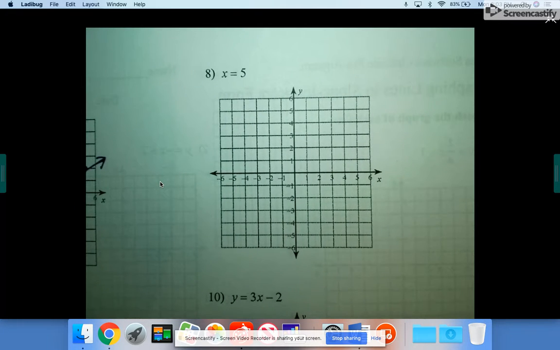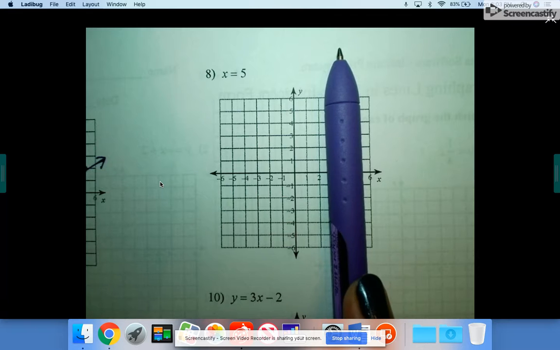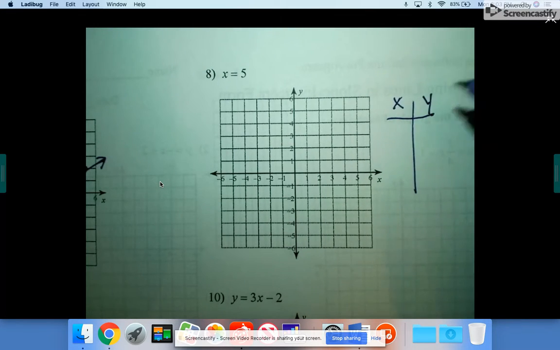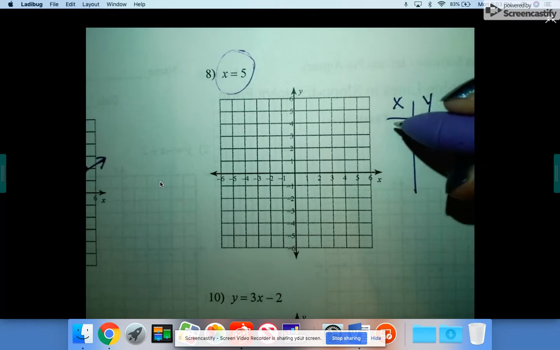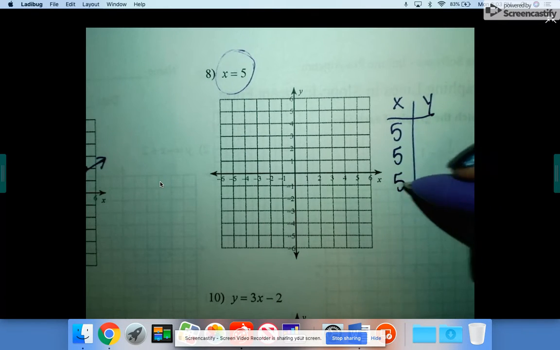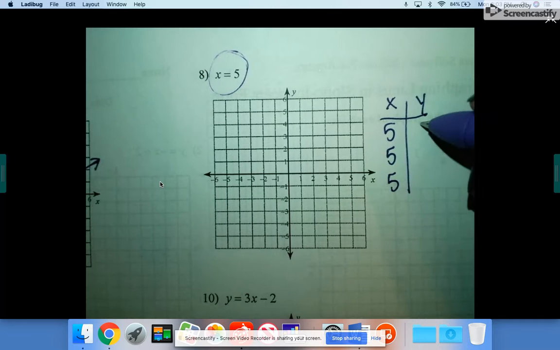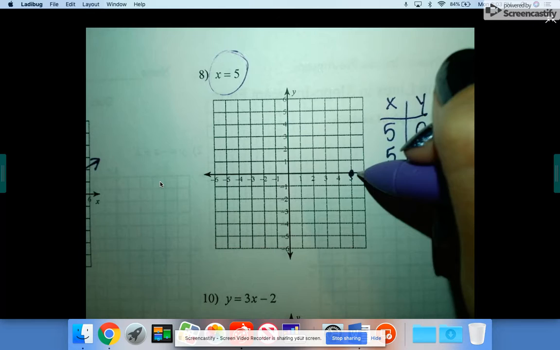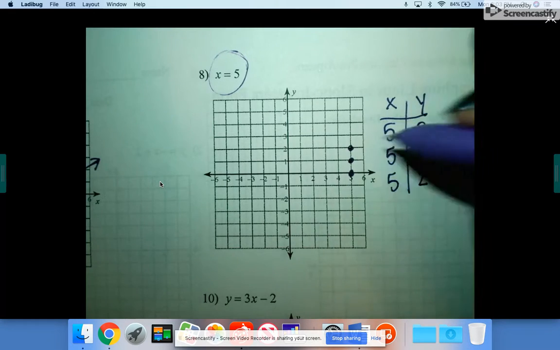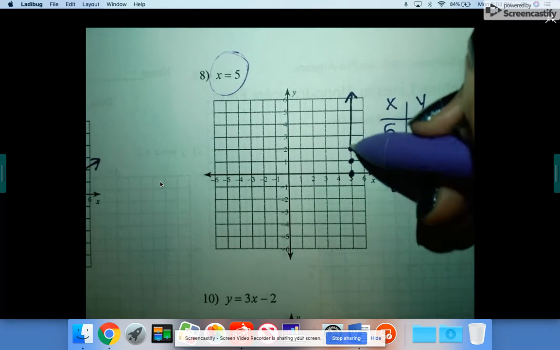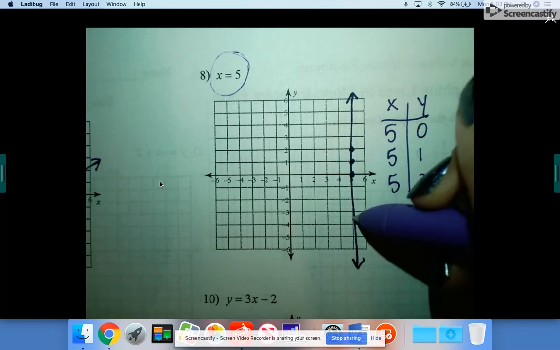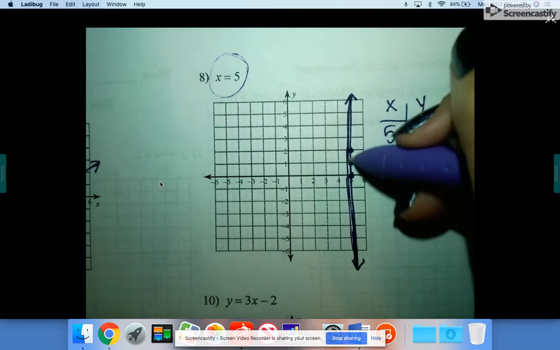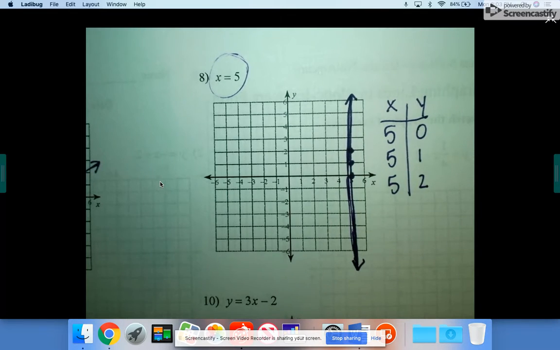It's an x equals. So again, if you forget whether that's this direction or this direction, make a mini table. Put x's as 5 no matter what you have. You have all 5's on the x's, and then pick whatever you want for the y's. So 5, 0 would be right here. 5, 1 would be right here. 5, 2. And so then you'll realize that it is a vertical line. Hopefully your lines are straighter than mine. Okay, well, forget that. But it's vertical on the 5.